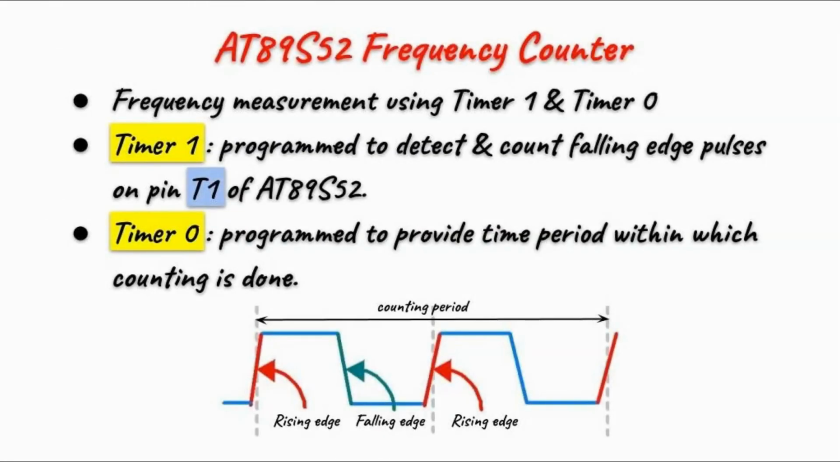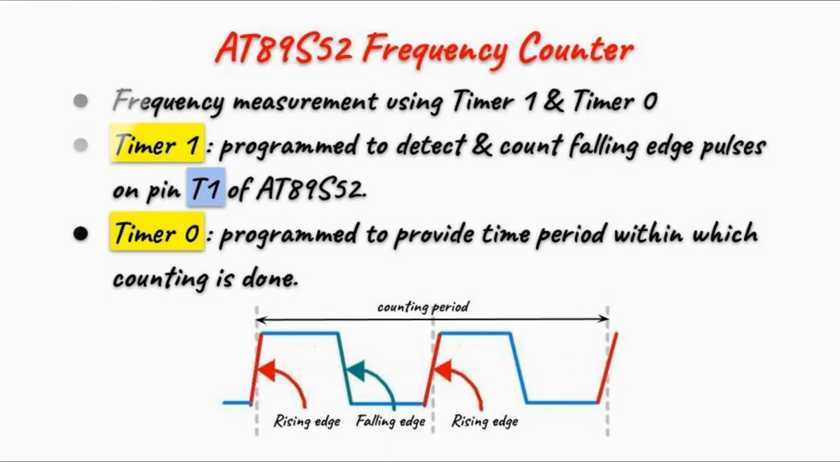As an example, if we apply a square wave at pin T1 with a frequency of 1 kHz, and we program timer 0 to give us a counting period of 1000 milliseconds or 1 second, and we program timer 1 to count the number of pulses within this period, we would have 1000 pulses, which is the frequency of the input signal.